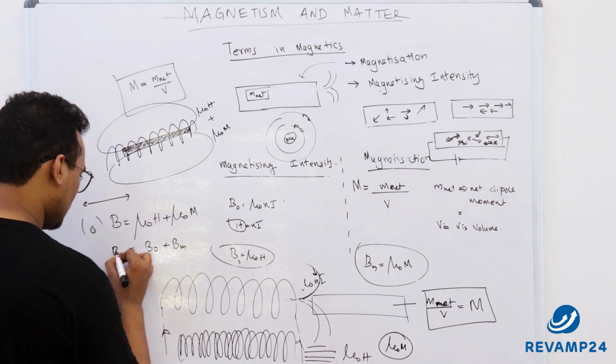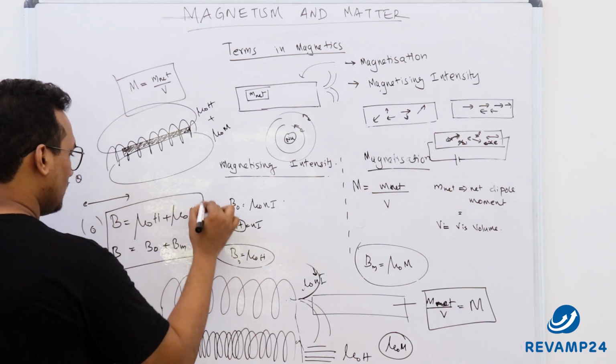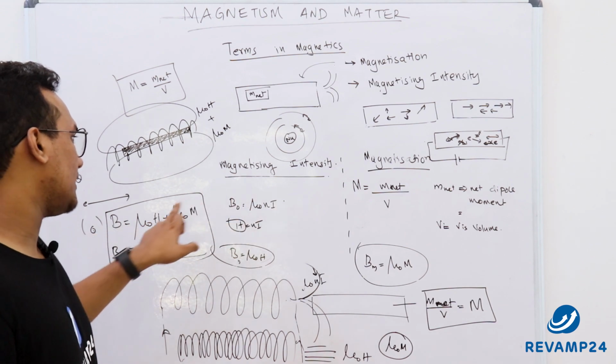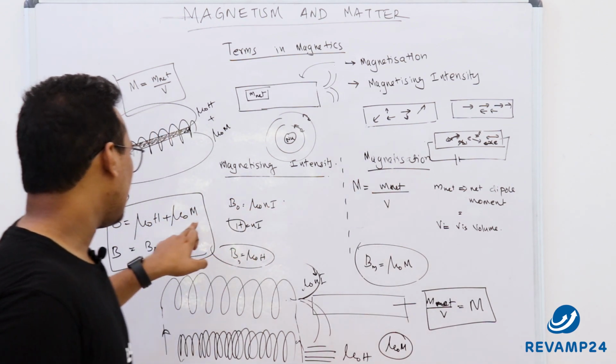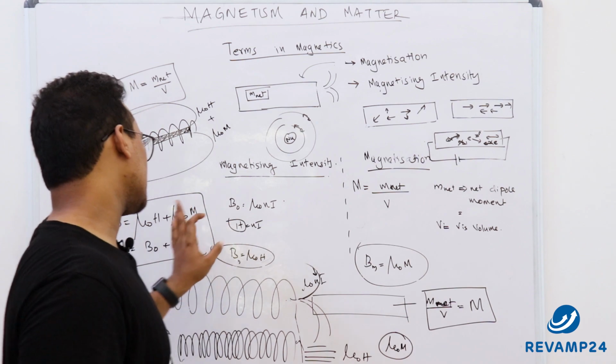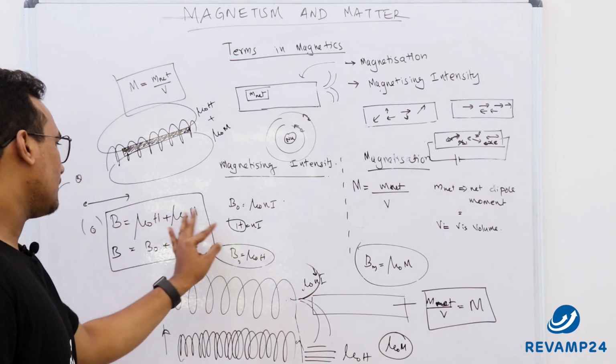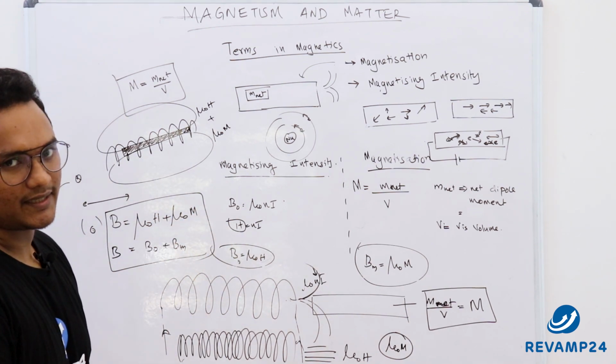So B is equal to mu0 into H plus M. These two are very important. One is H, the magnetizing intensity. The other is M, the magnetization. So learn these two, and after that, with the concept, derive this equation. Thank you.